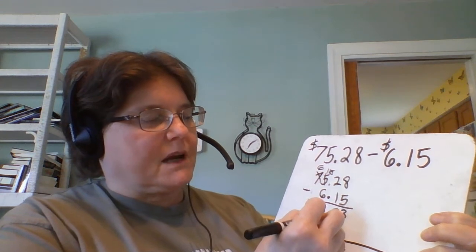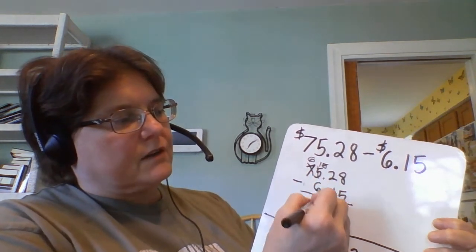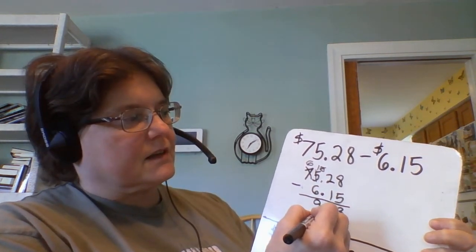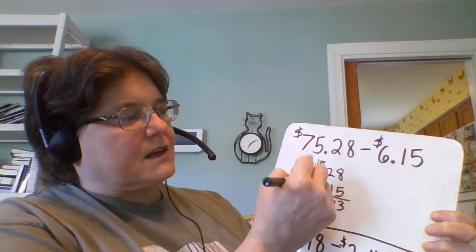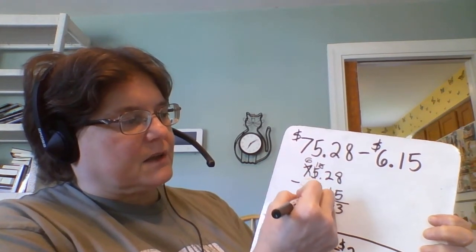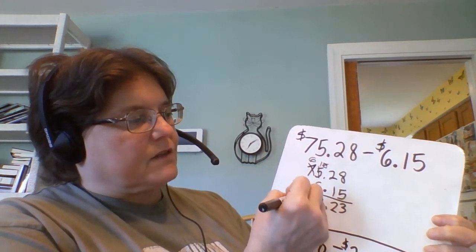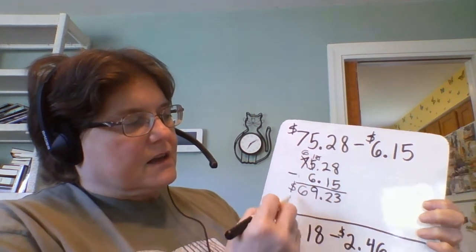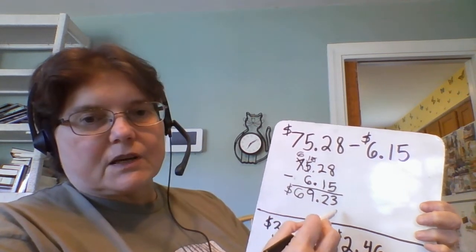9. And I put my decimal point right under the other two decimal points. And I bring down my 6 because there's nothing to subtract from it. Then I have to put my dollar sign. $69.23.